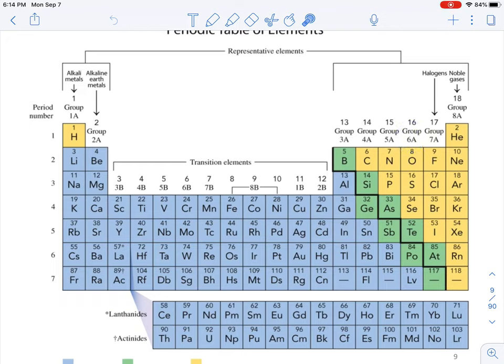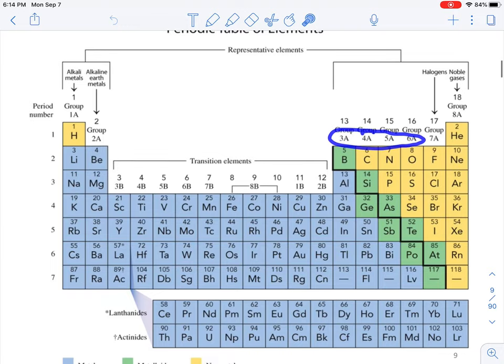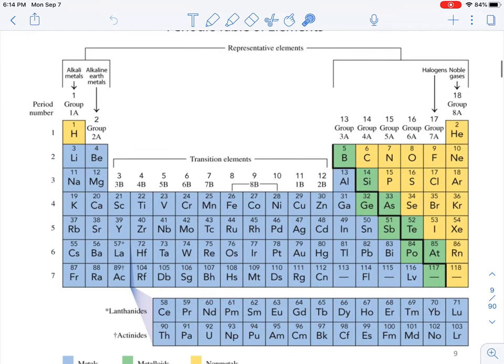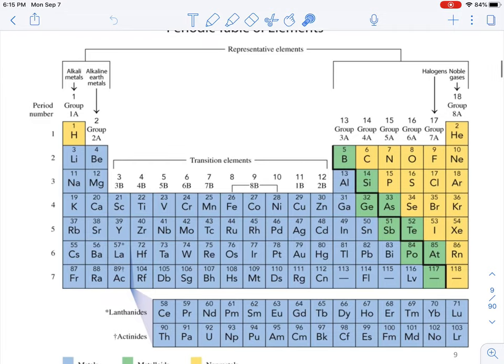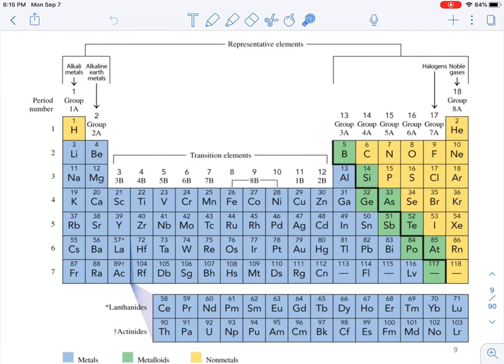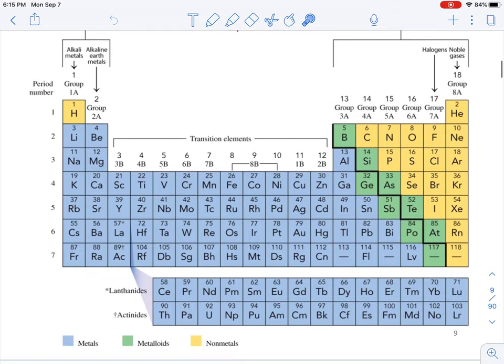So from group 3A to 6A, we can use the first element at the very top of that column and refer to this whole entire thing as a family of that first element. So once again, boron family, carbon family, nitrogen family, oxygen family. Those are pretty much the special names of these main group or representative elements. The next thing I want to discuss is the placement of metals, metalloids, and nonmetals.